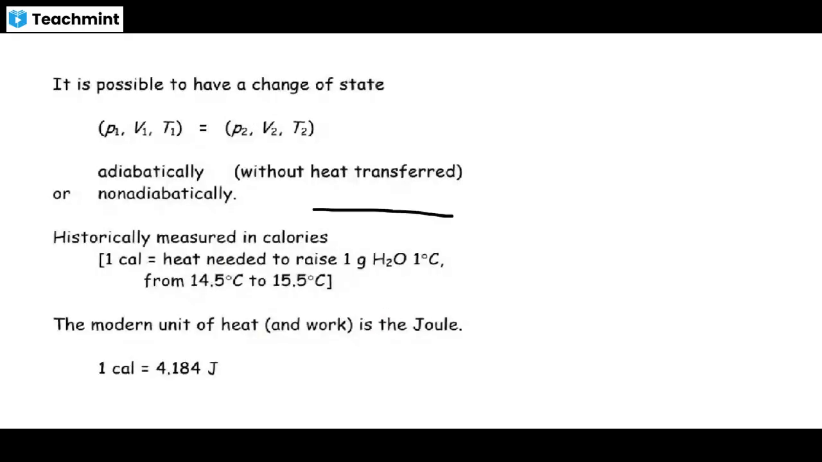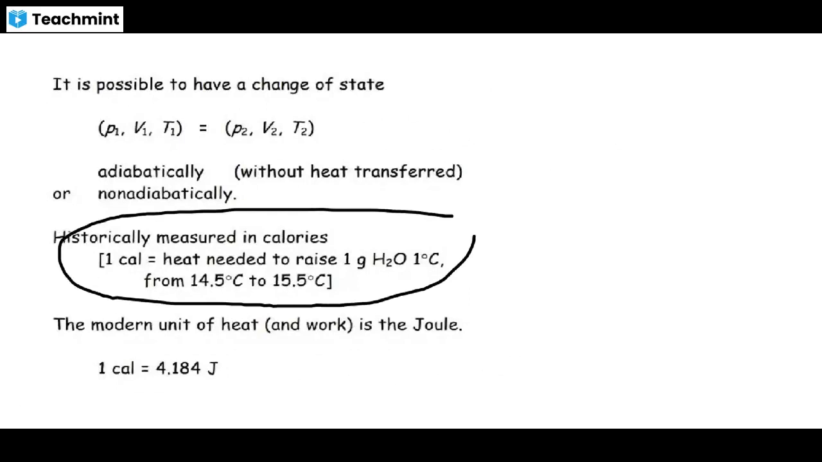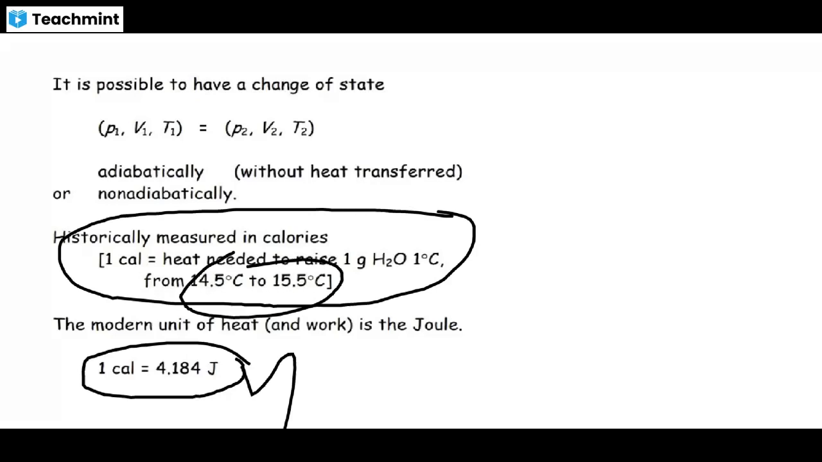Historically, a calorie means the heat needed to raise 1 gram of water from 14 degrees Celsius to 15 degrees Celsius. That is 1 calorie. Now 1 calorie equals 4.184 joules. This is a very important conversion.